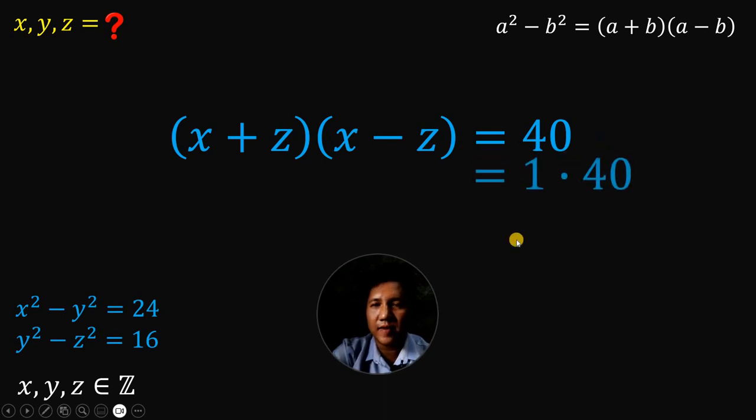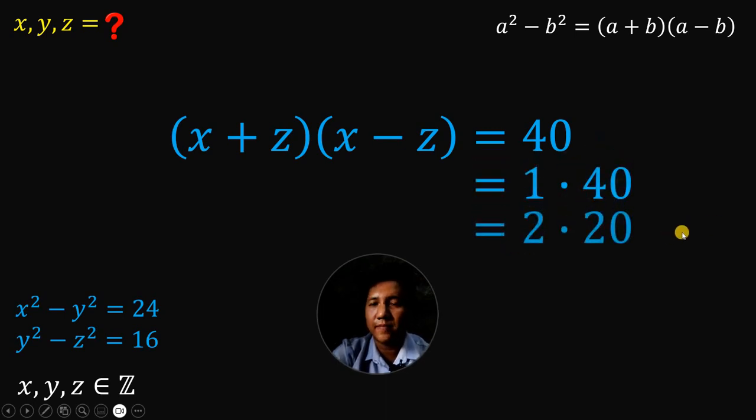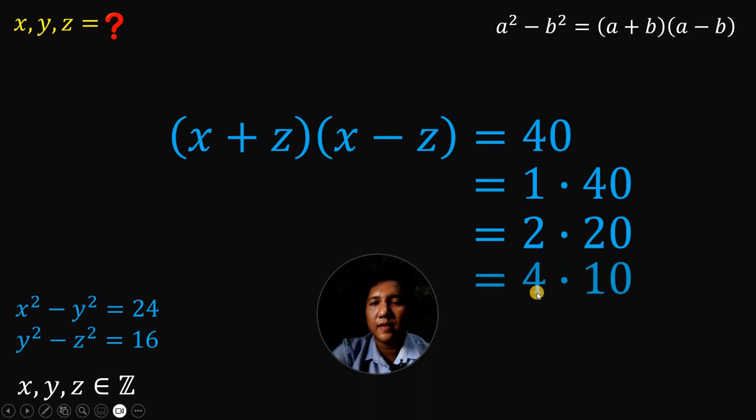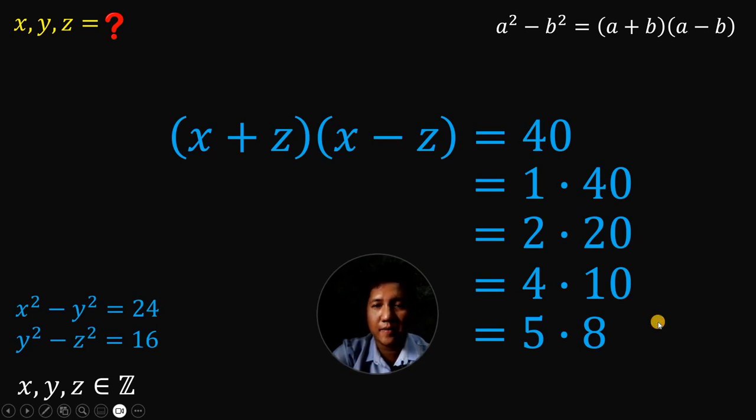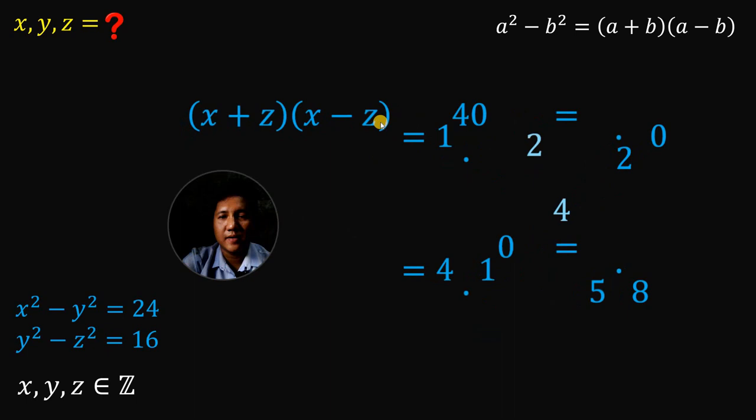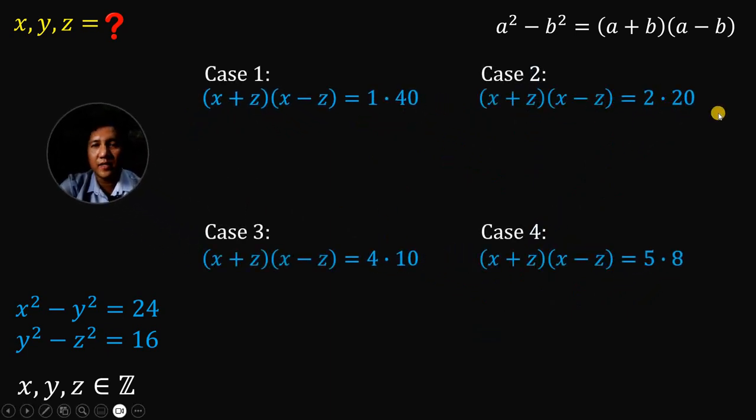Now, 40 can be factored as 1 times 40, 2 times 20, 4 times 10, or 5 times 8. So, technically, we have 4 major cases here: 1 times 40, 2 times 20, 4 times 10, and 5 times 8. Now, let's have case number 1 first.